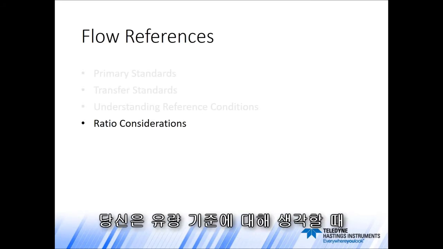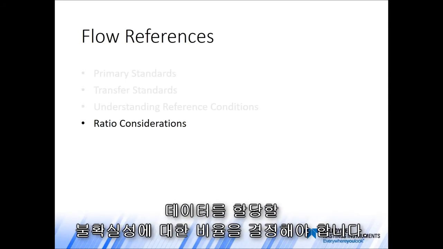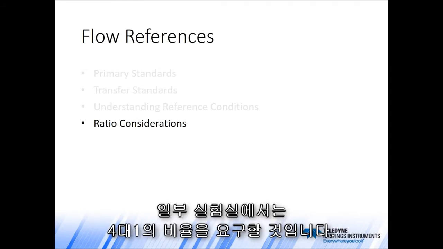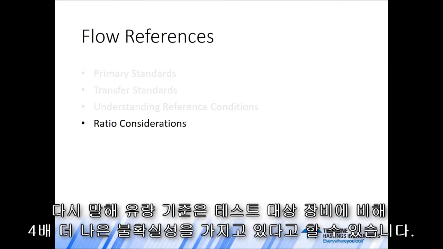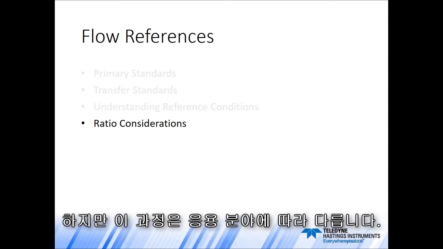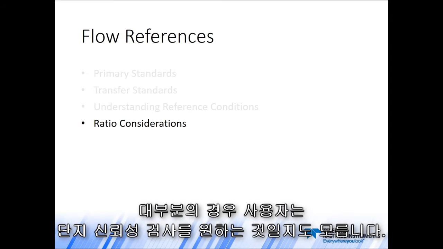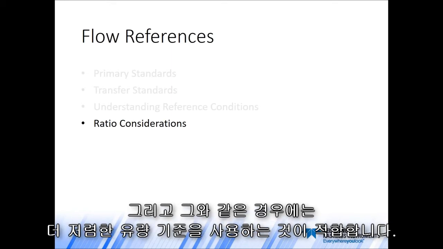All right, when you're thinking about flow reference, decide what ratio of uncertainty you would like to claim in your data. In some labs, there's going to be a demand for a ratio of 4:1. In other words, the flow reference has an uncertainty that is 4 times better than the uncertainty of the unit under test. But this, of course, depends on the application. In many cases, the user may just be looking for a confidence check, and a less expensive flow standard is more adequate.